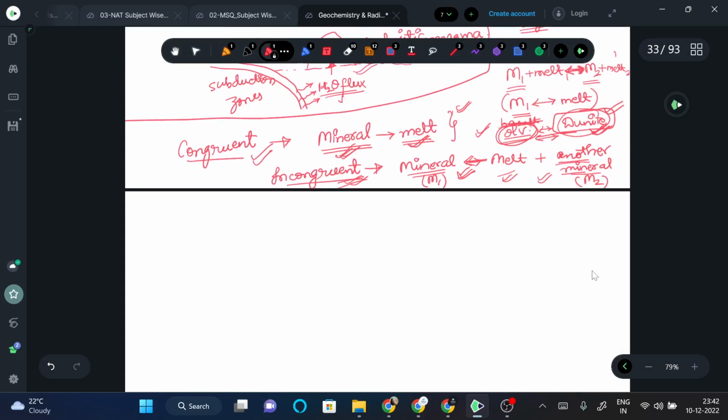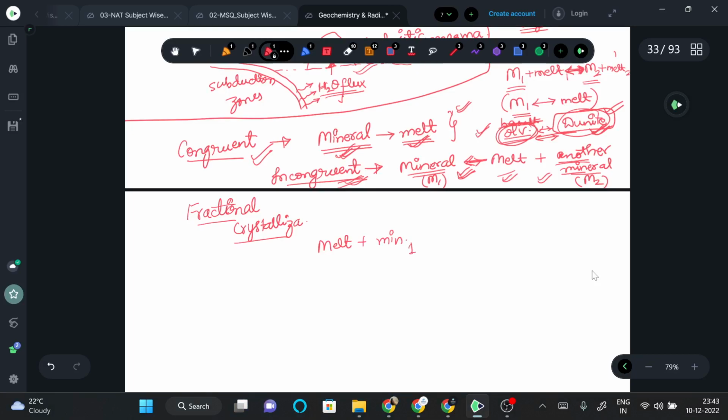Now see, for fractional crystallization, let's say crystallization is a different thing, melting is a different thing. Actually these are reverse processes of each other. Let's say for fractional crystallization. Fractional crystallization means you have some melt, and let's say you have some mineral over here that is already formed, mineral 1.